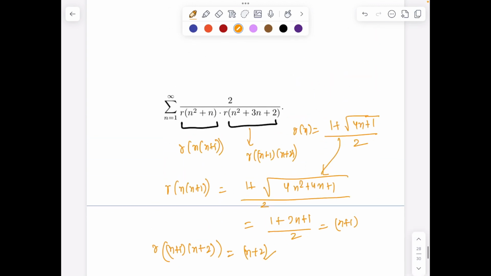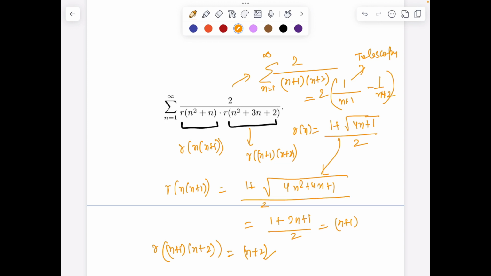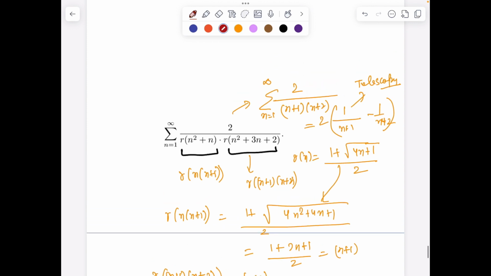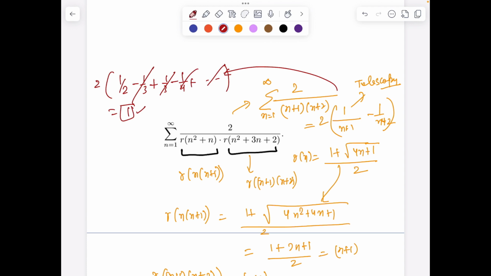So hence the given sum takes the form of 2 by (n+1)(n+2), and that's a usual telescoping sum, which can be written as 1 by n plus 1 minus 1 by n plus 2, and the difference is 1, and 2 times of that, and it telescopes. Let's put n equals 1: half minus 1 by 3, plus 1 by 3 minus 1 by 4, and so on. So everything gets killed off, and the answer simply evaluates to 2. So this was a nice problem on the basics again.